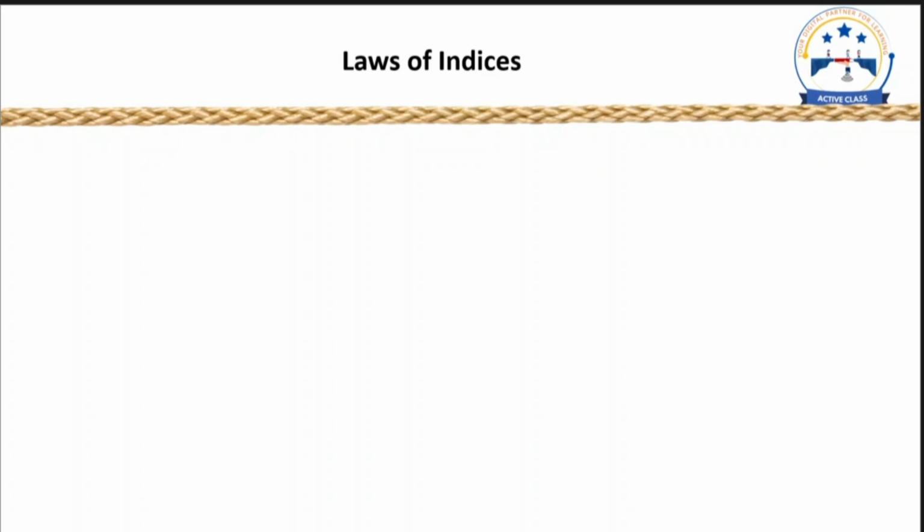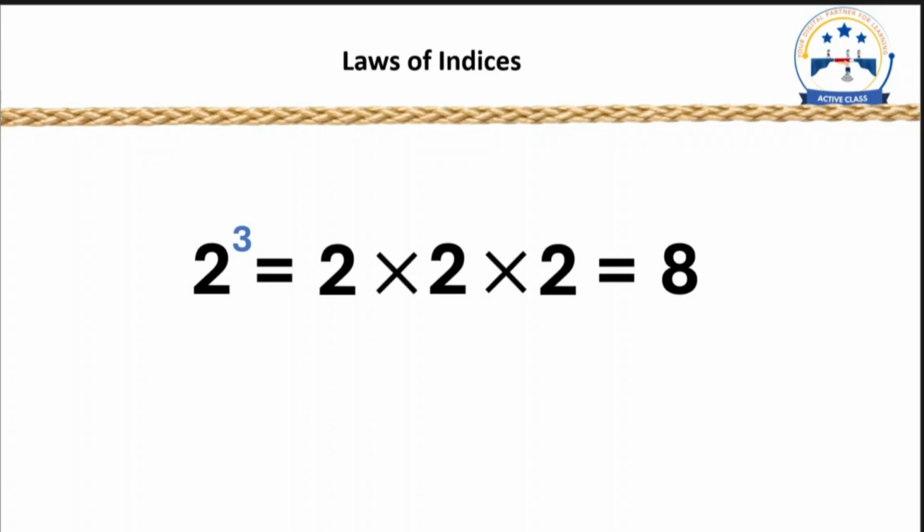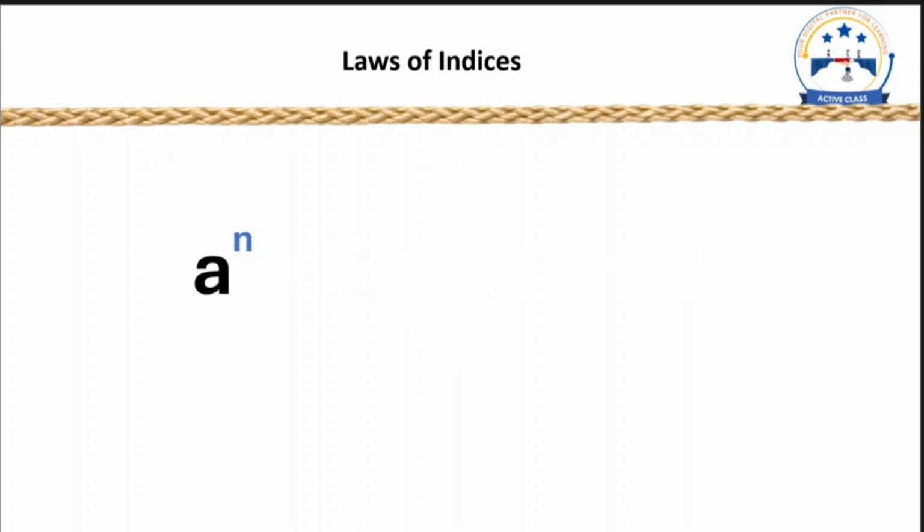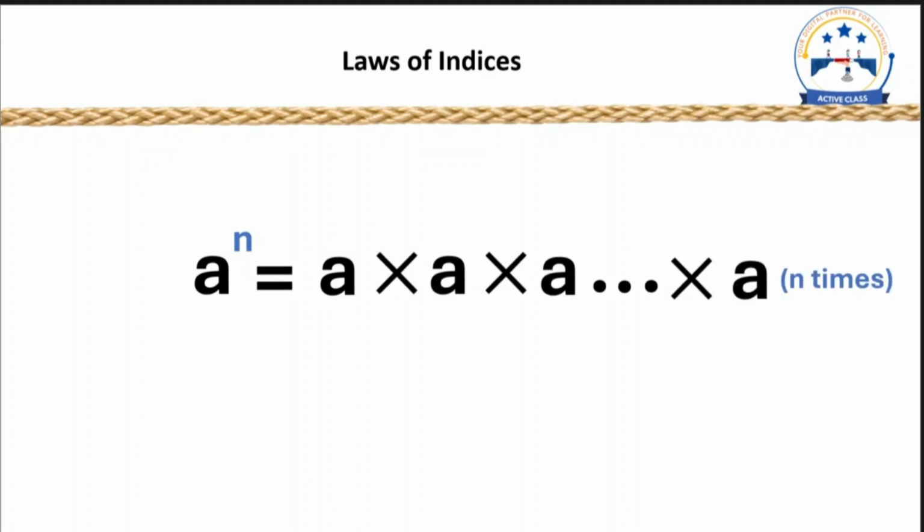First things first, what are indices? Well, indices, also called exponents, tell us how many times a number is multiplied by itself. For example, in 2 power 3, we call this 3 the index or exponent. It means we multiply 2 three times, which is 8. In general, if we write a power n, it means a is multiplied by itself n times.